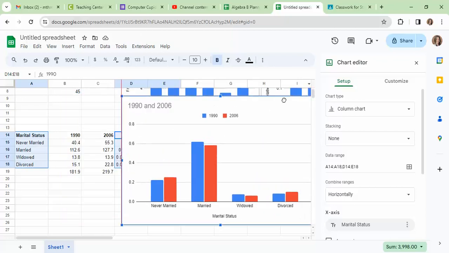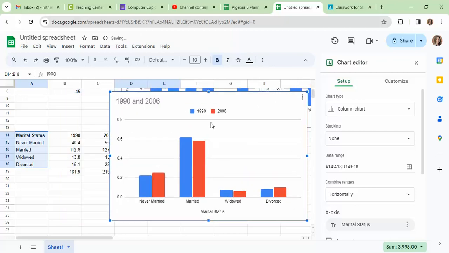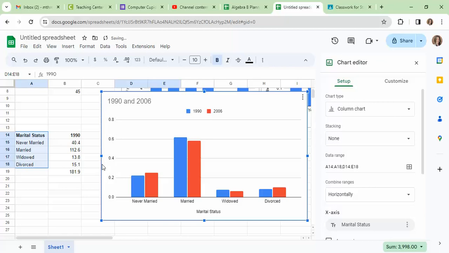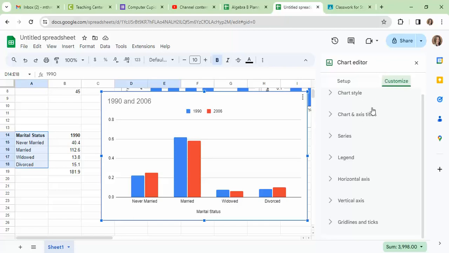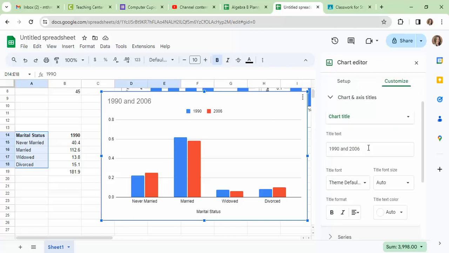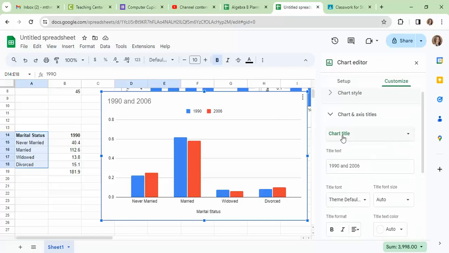We do need to make some changes on this one though. So you'll notice it has the legend, but some problems. Did it put a label on my y-axis? No. So if we want to do that, we have to add it in. So if we go to customize, and we can go to the second one, chart and axes titles. So you can change all the different ones. The first one, mine is showing the chart title, so maybe I want to make that marital status in 1990 and 2006.